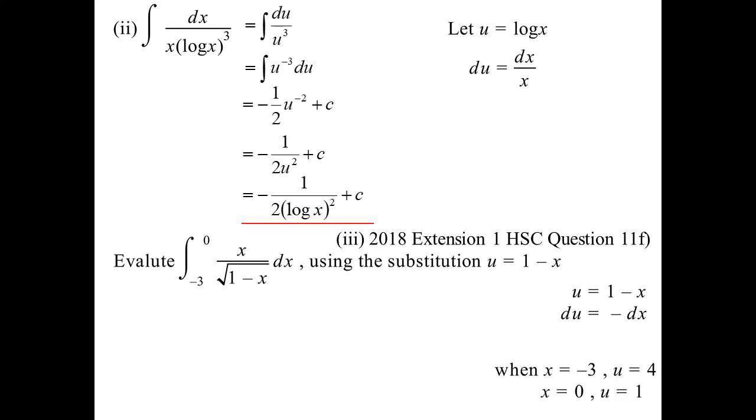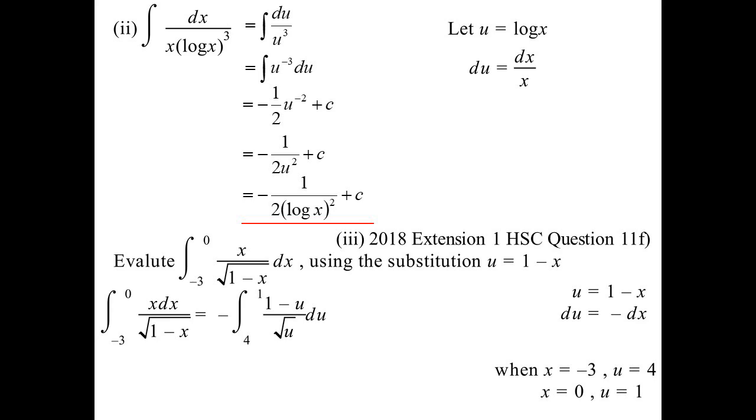So when x is negative 3, u is 4. And when x is 0, u is 1. Now, let's see if we can do our substitution. We want negative dx. Well, I've got dx, so that's fine. Square root of 1 minus x, well, that's going to be square root of u. But then I've got x on top.